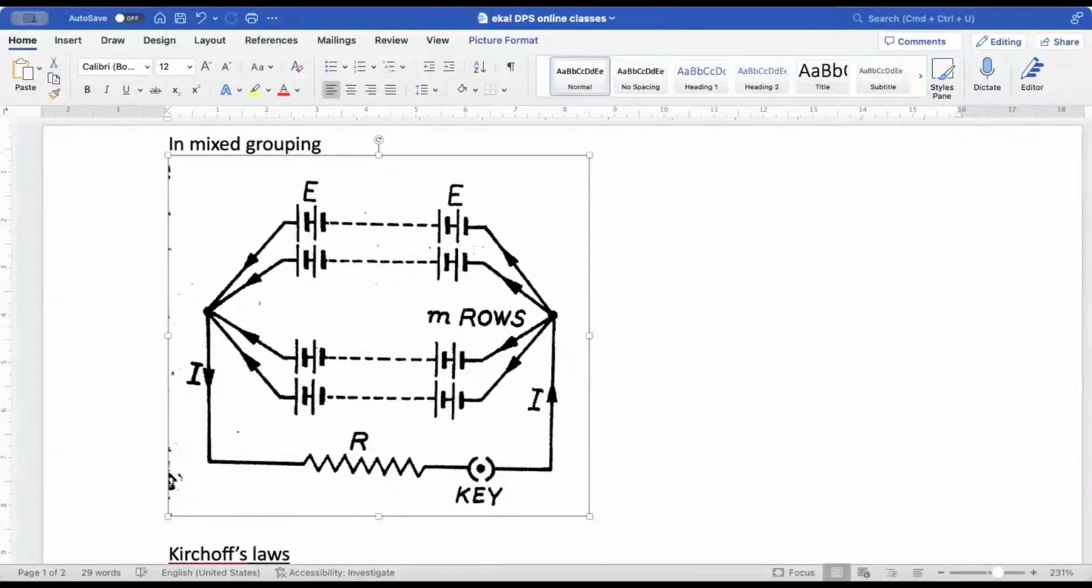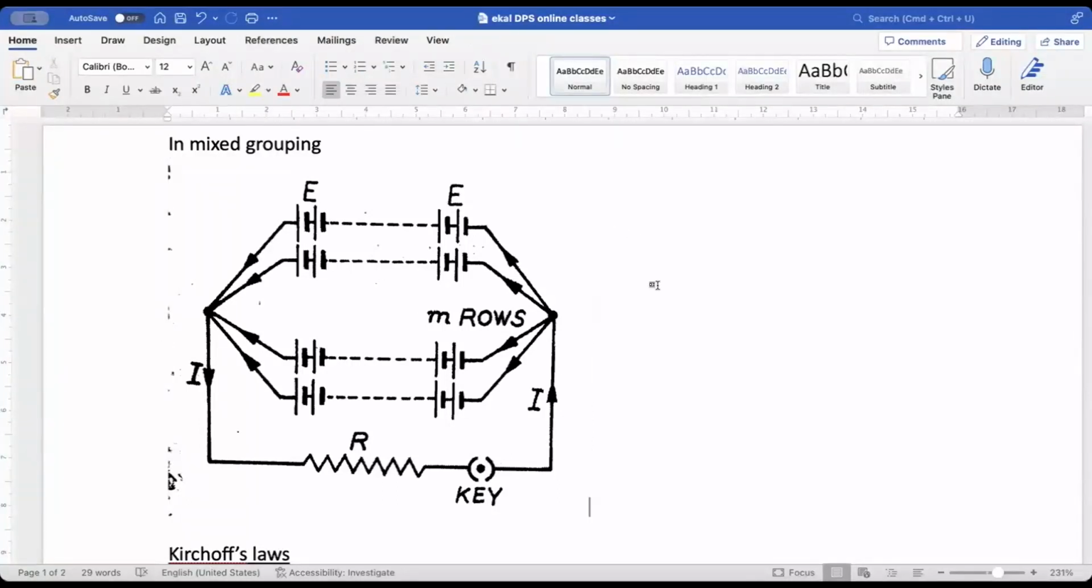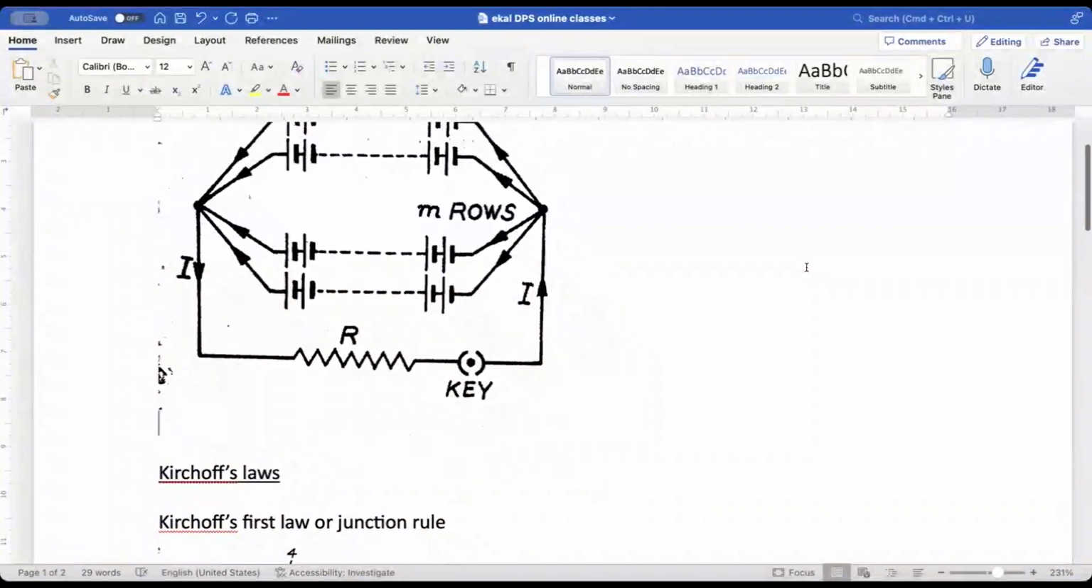So here we can see that there are a number of cells which are combined in series, and there are a number of rows also. In each row, let's say n number of cells are present, which are connected in series in a row, and there are, say, m number of rows. So we have n number of cells in each row, and m number of rows are there.